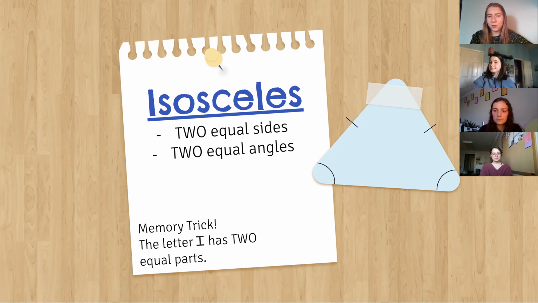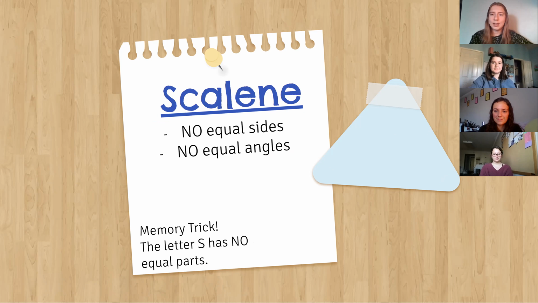All right, so we've learned 2 so far, equilateral and isosceles. We have 1 more to go through. Last is the scalene triangle. This one has no equal sides and no equal angles. There's no dashes present on the triangle. There's no half circles present on the triangle.